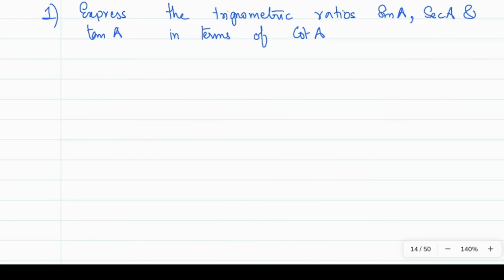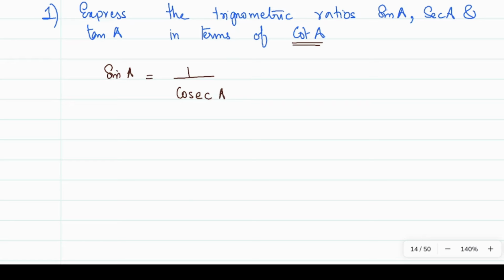Okay, now let's do question number 1 from 8.3. Express the trigonometric ratios sin A, sec A and tan A in terms of cot A. So first we have to take the sin A. And your answer should contain cot A in it. Sin A can be written as sin A equal to 1 divided by cosec A, right?